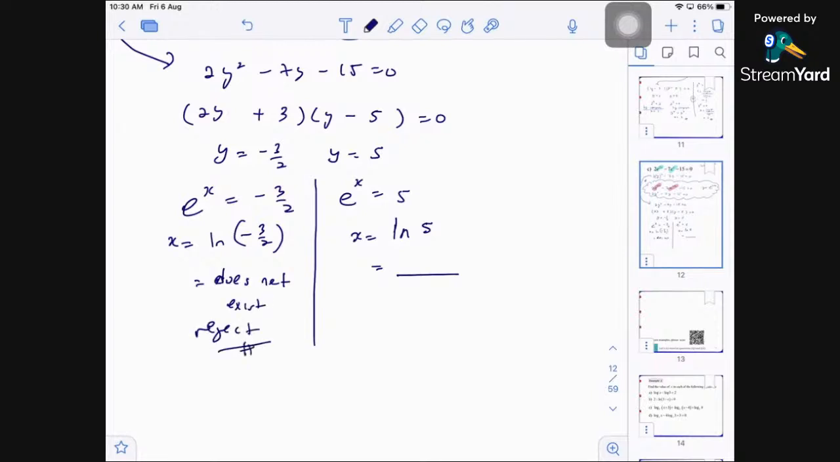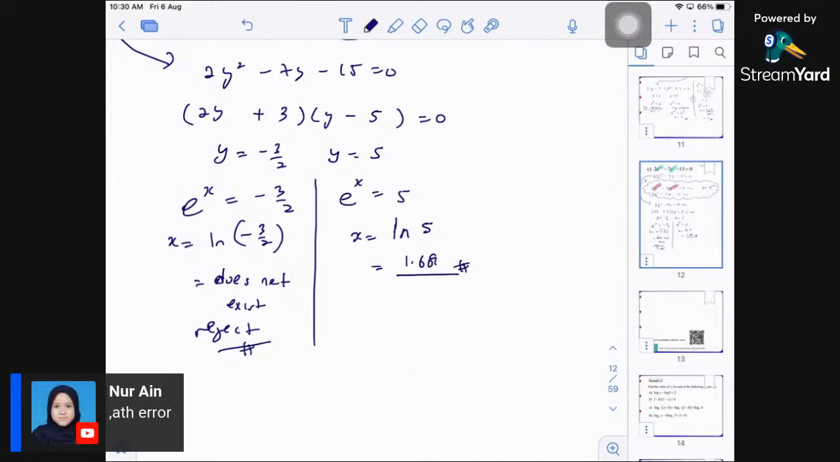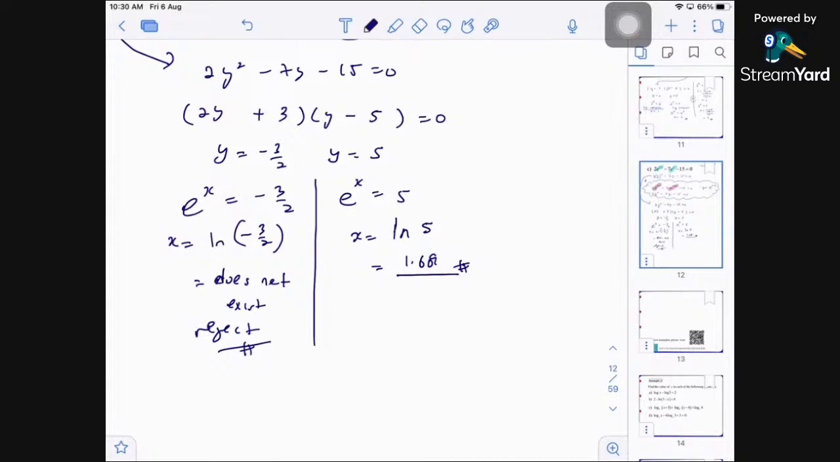Boleh faham sampai sini? Ln 5, of course, you can write in decimal 1.609. Why? Because ln of negative does not exist. It's undefined lah, correct, agree with that. Okay, saya faham benda itu. Bagus Dini. Okay, terima kasih kerana menjawab soalan-soalan saya dekat YouTube itu.